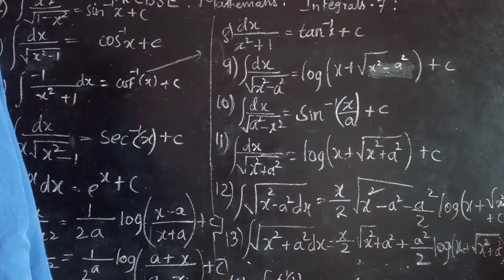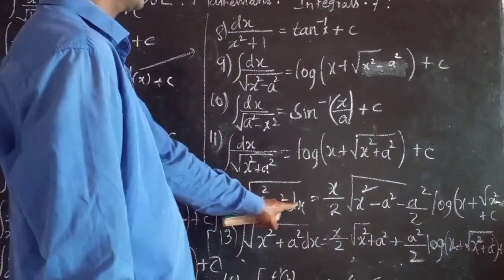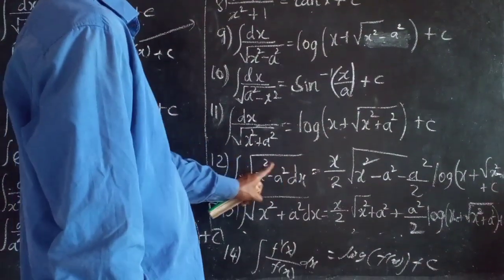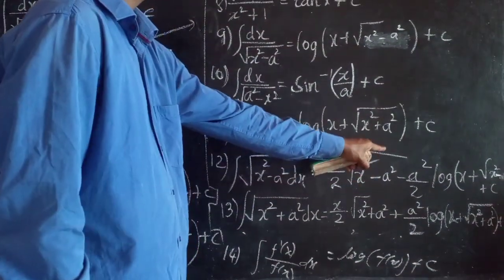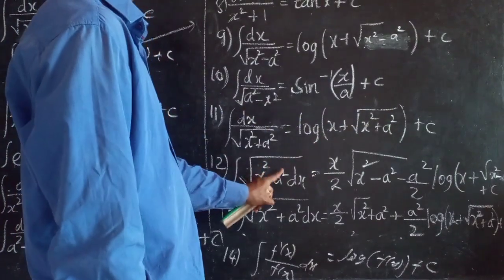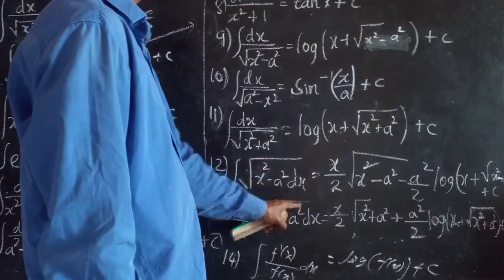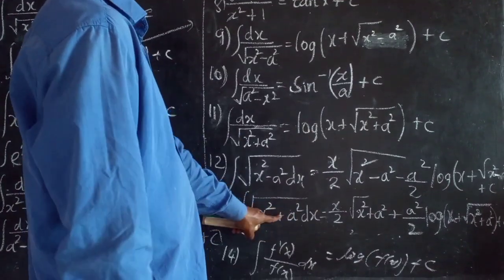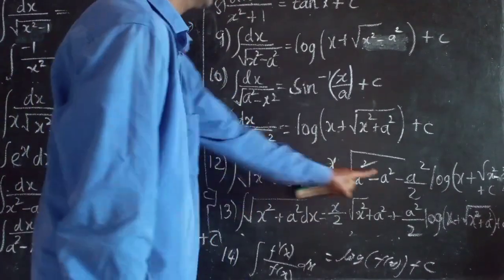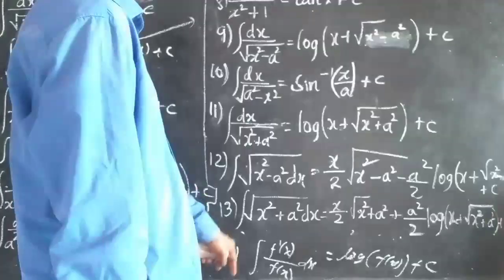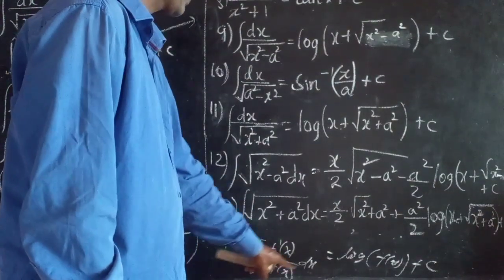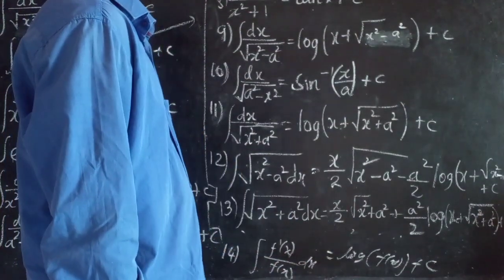Then integral of root of x squared minus a squared equal to x by 2 root of x squared minus a squared minus a squared by 2 log of x plus root of x squared minus a squared. So plus வந்தனா இங்க plus வரும், minus வந்தனா இந்த minus வரும். இதான் லாஜிக். ஓகே, அதே மாதிரி integral of f dash of x by f of x dx is equal to log of f of x plus constant.